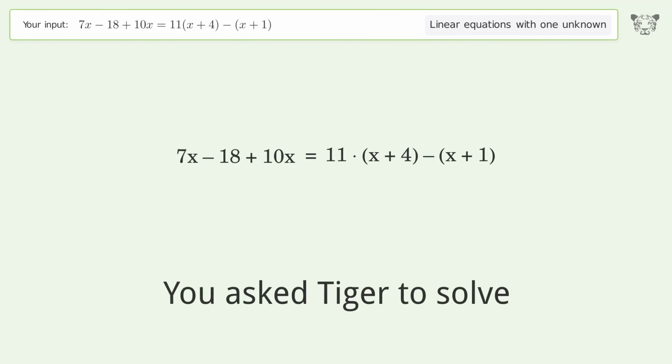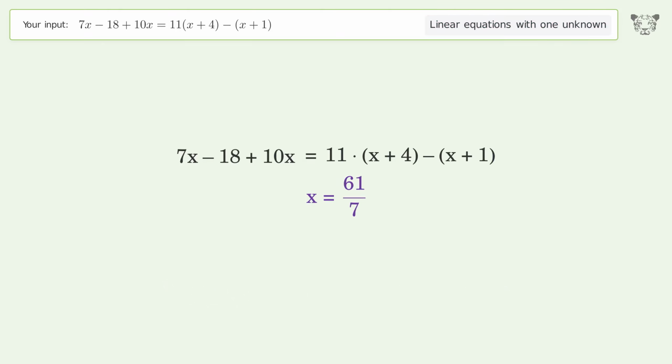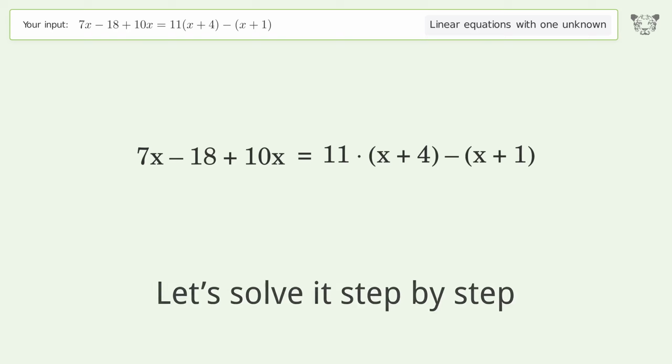You ask Tiger to solve. This deals with linear equations with one unknown. The final result is x equals 61/7. Let's solve it step by step.